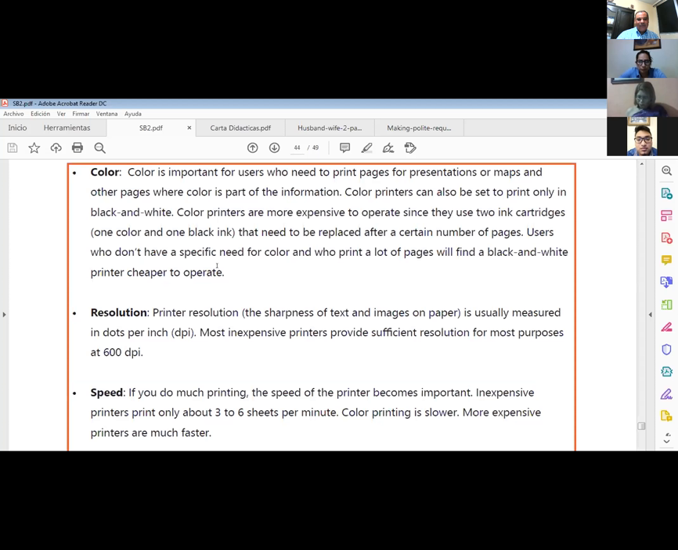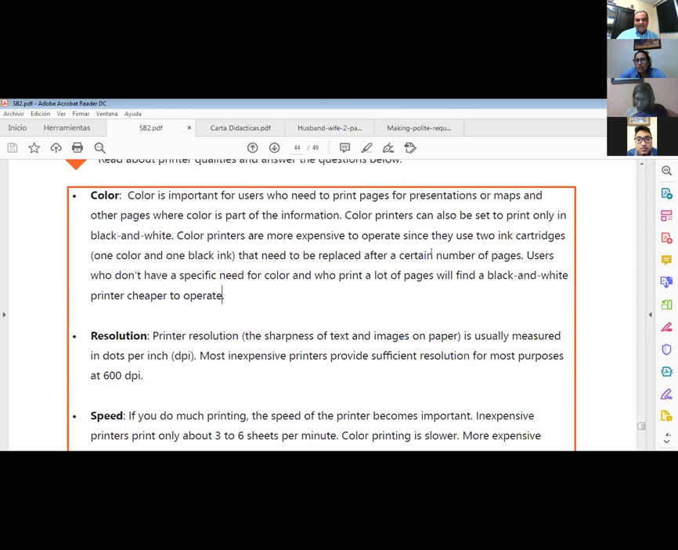More questions? After certain, después de cierto número de páginas, you have to replace the cartridge. The cartridge, el cartucho. You have to replace it after a certain number of pages. Okay? So you have to replace the cartridge. More questions?